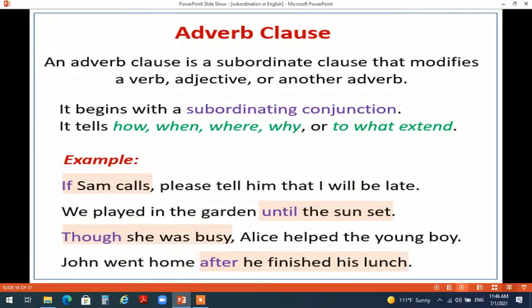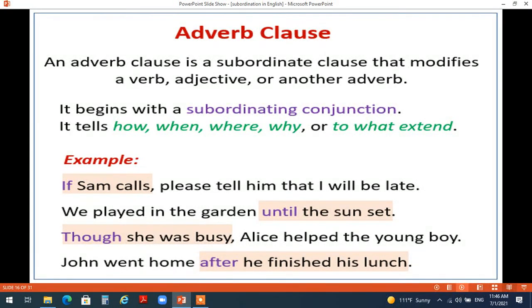If I ask you what type of subordinate clause it is, you will say it is an adverbial clause of time, because it indicates a time relationship. Though she was busy, Alice helped the young boy. Here again we have an adverbial clause, though she was busy. So I will have a special type of adverbial clause, which is called an adverbial clause of concession.